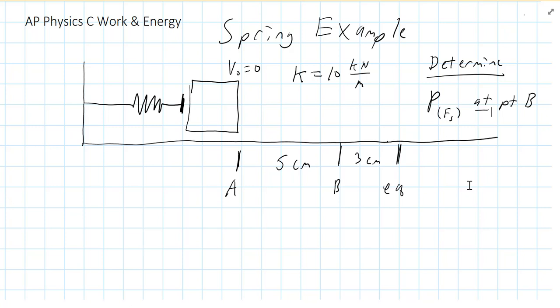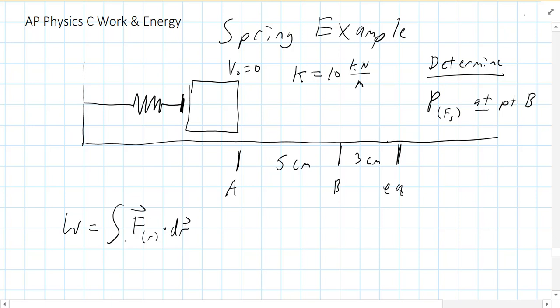The most general definition of work is the integral of F as a function of r dot dr, with limits r naught to r final. In this case, our r's are x's, so we're going to integrate from x naught to x final. Now, the force of a spring.